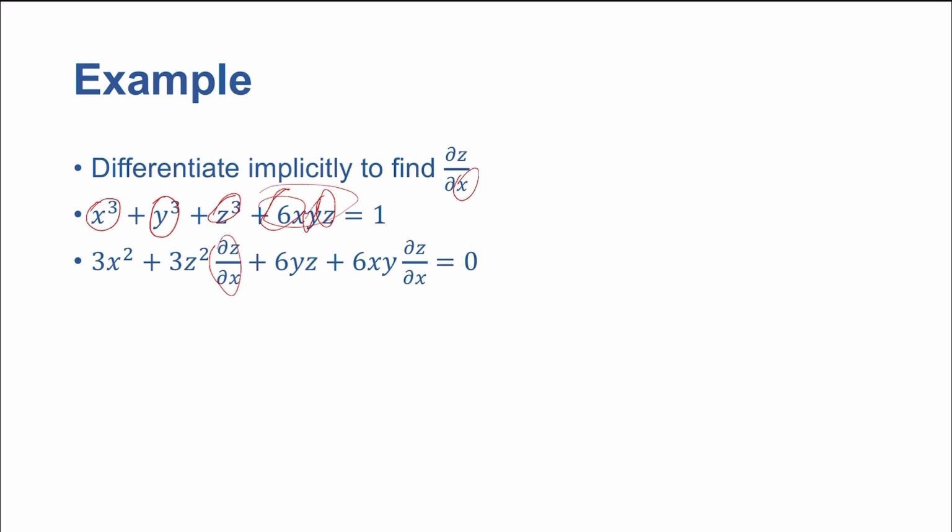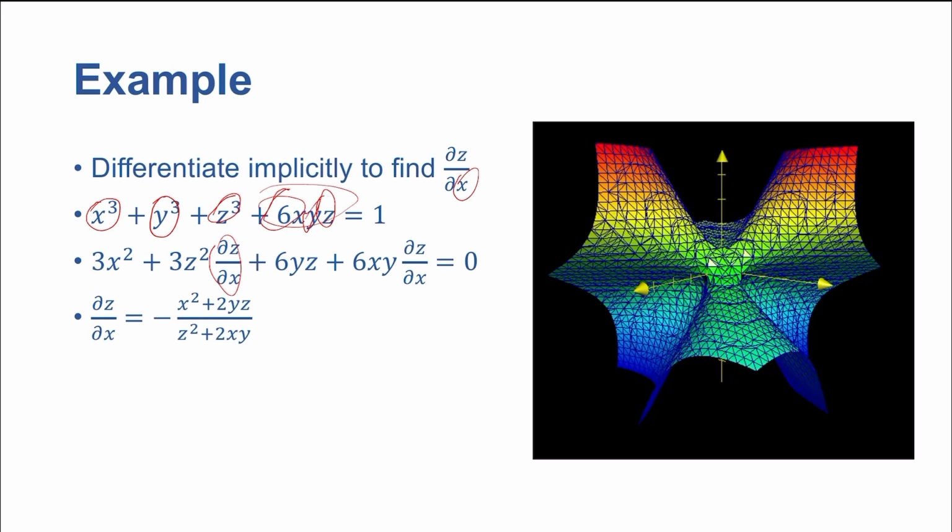So then we can move all of our terms to the correct side, then factor, then divide. And what we get is partial z by partial x equals negative x squared plus 2yz over z squared plus 2xy. And this is what we've been trying to take the derivative of. As you can see, this isn't really a function here, but it is helpful to know how to take its derivative.